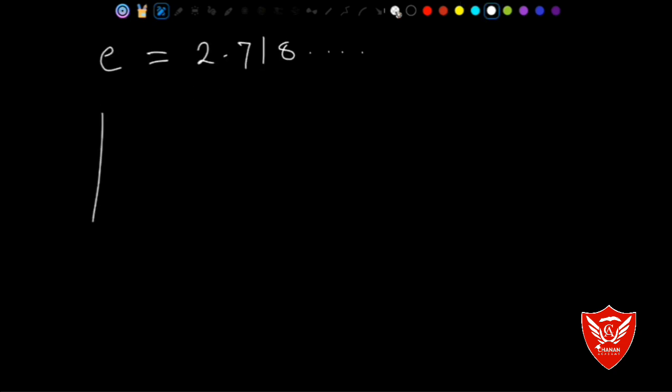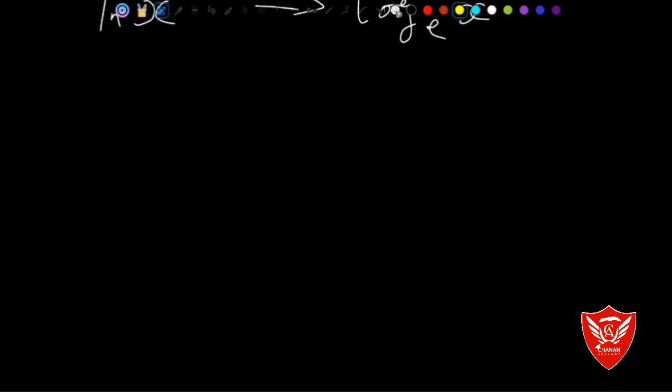Examples are, if we have ln x, it's called ln x. Now this simply means log of x base e. So this is for natural logarithm. Okay, so now we are going to take some examples before we move on to the laws of logarithm. So let's take the first example.